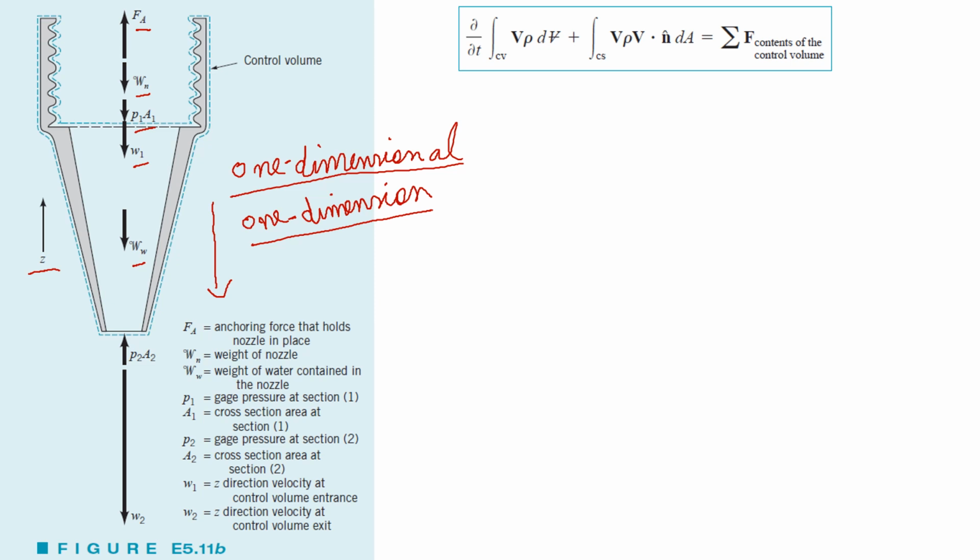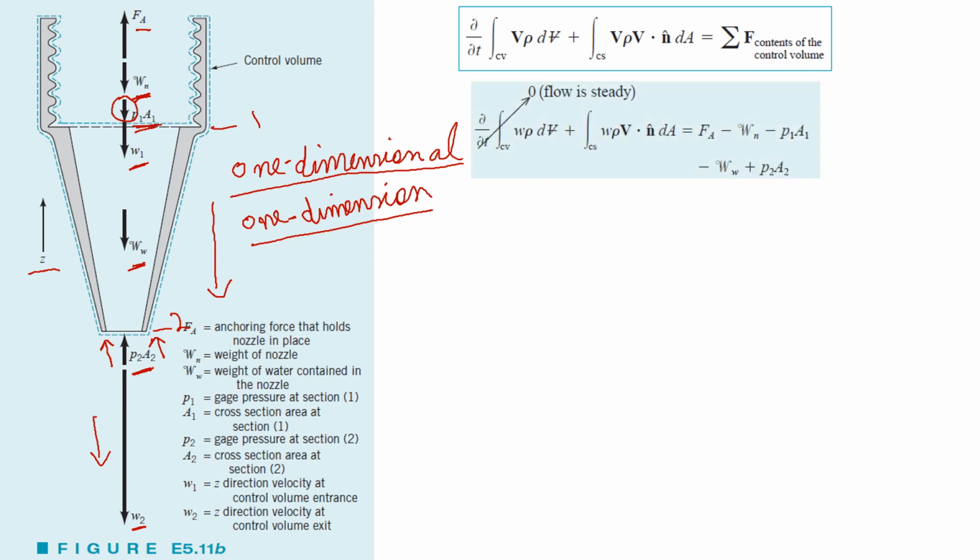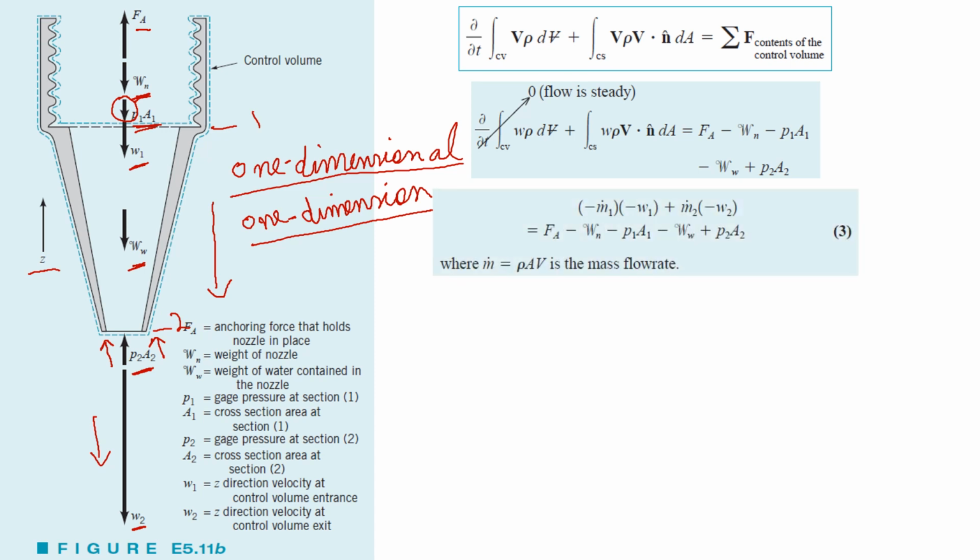So this is our anchoring force. This is the weight of the nozzle. This is the pressure force that is being applied at section 1. This is the velocity at section 1. This is the weight of the water. This is the pressure force applied from outside by the atmosphere at section 2. This is section 1, this is section 2, and this is the weight of the water at the exit, W2. So everything here is represented along the positive or negative z-axis. This is what we discussed in the previous slide, so I will not go through it again.